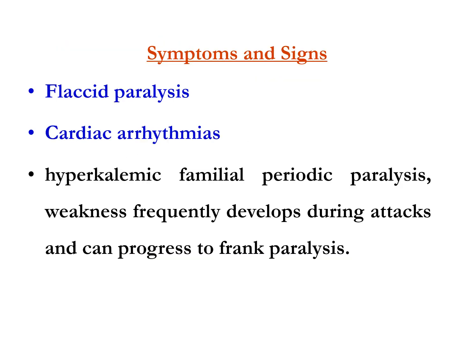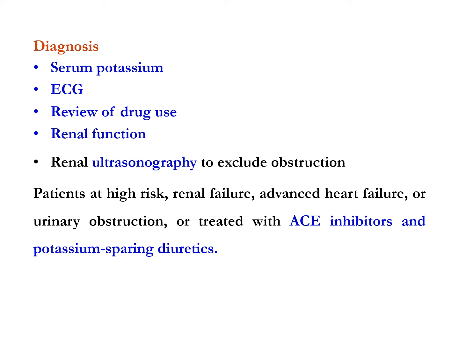What are the symptoms and signs? Potassium affects mainly the skeletal muscle and the cardiac muscle. Also, in a case of hyperkalemic familial periodic paralysis, weakness frequently develops during the attack and may progress to frank paralysis. How to diagnose a case of hyperkalemia?